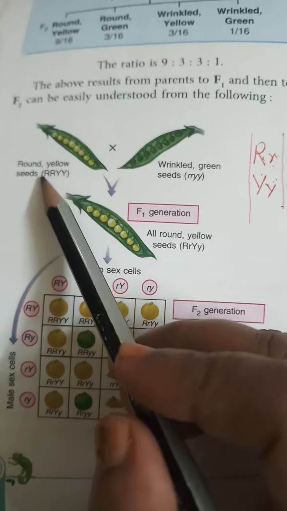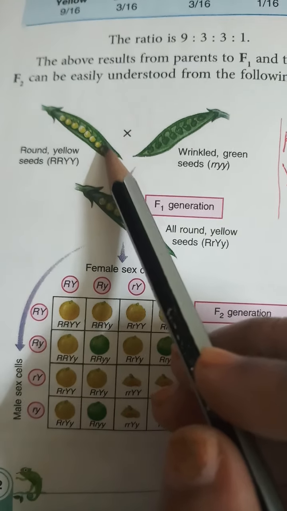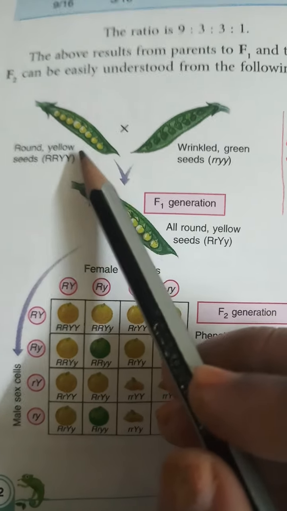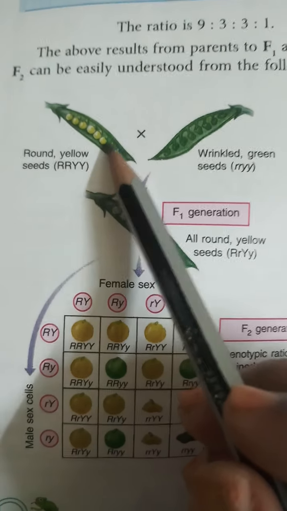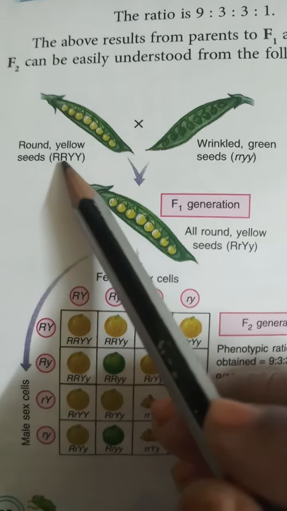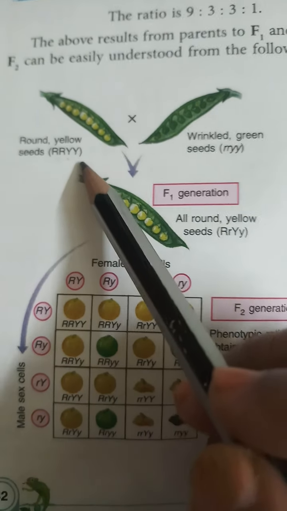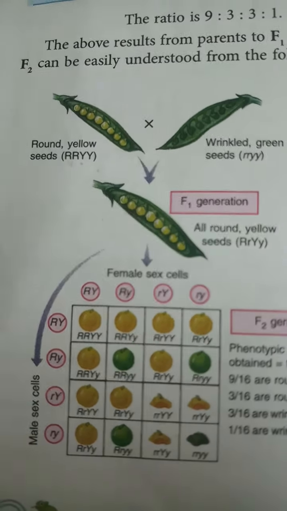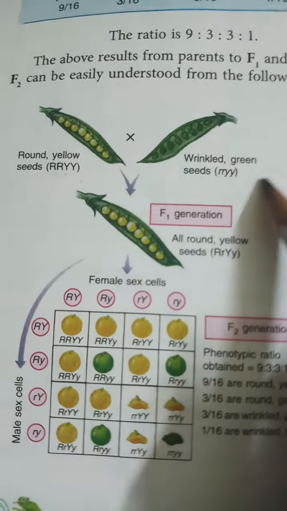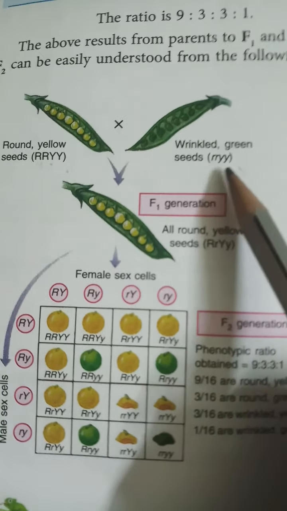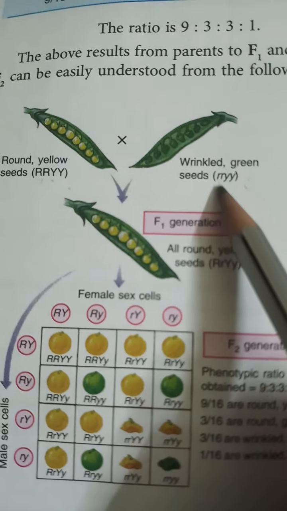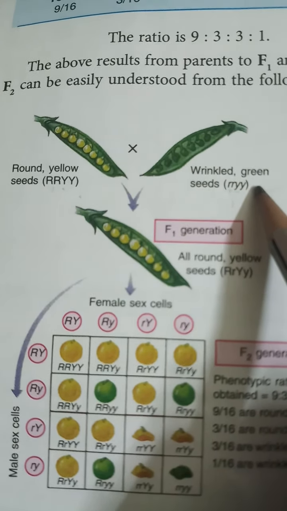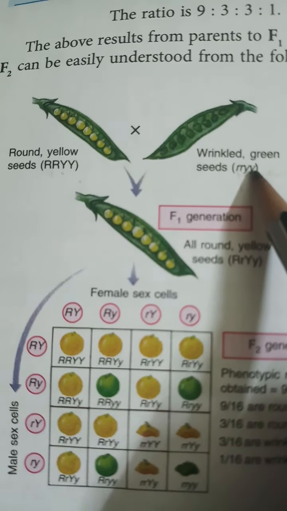Here you can see round and yellow seed. Its picture is also given here. Round and yellow, that is a dominant trait. Two dominant traits are there. Pure round is shown by two genes, capital R, capital R. Pure yellow is shown by capital Y, capital Y. Then its contrasting pairs of characters are round and wrinkled, and yellow and green, that are represented by small letters.